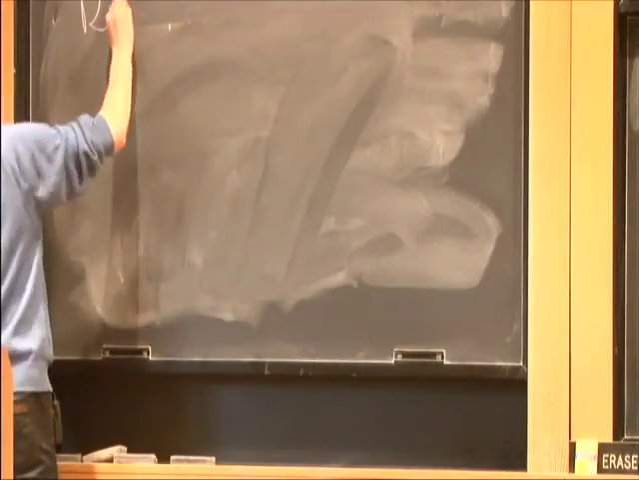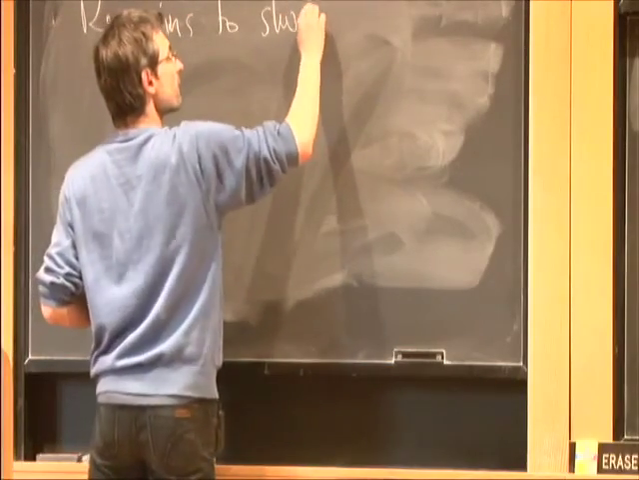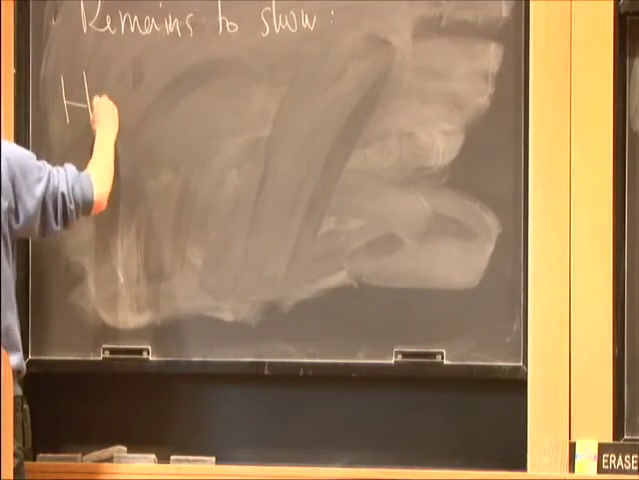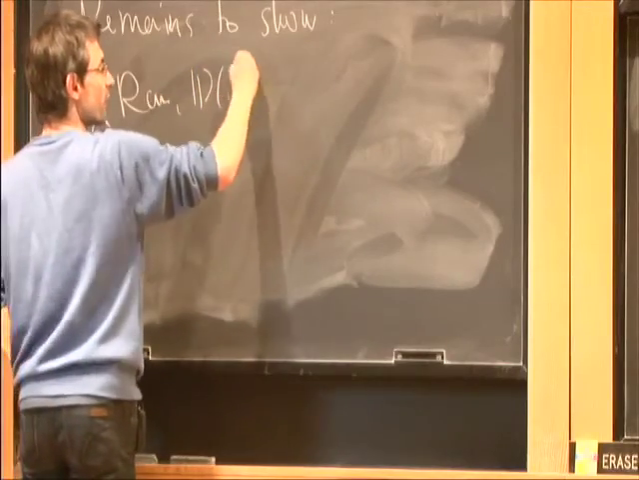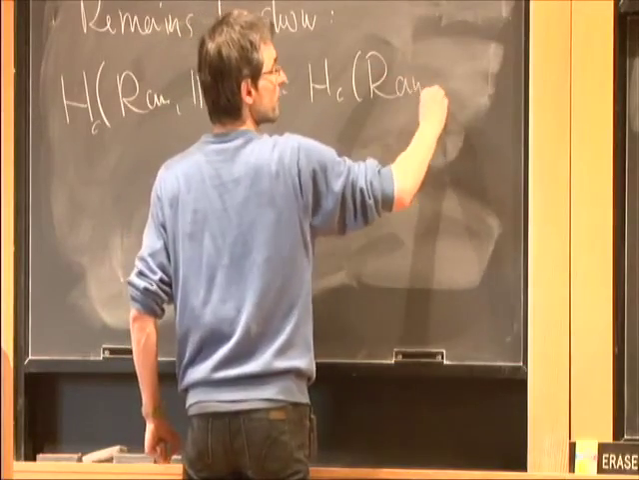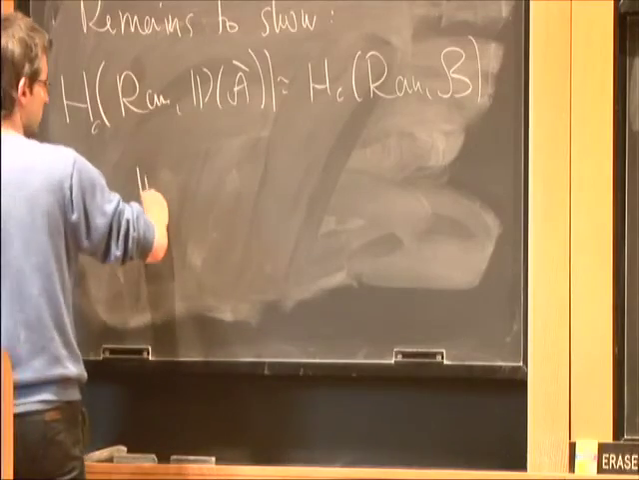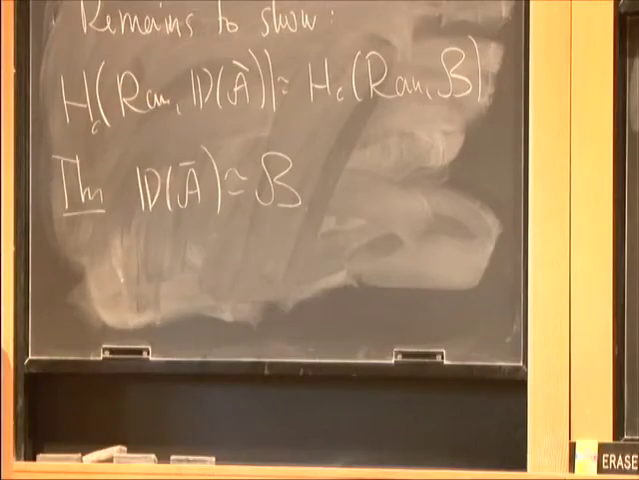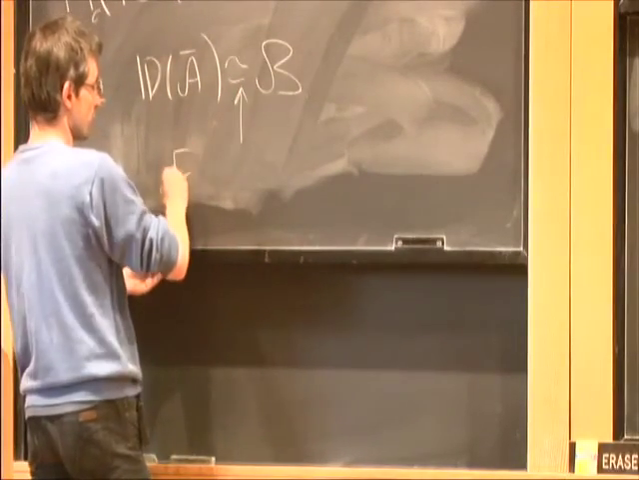it remains to show the following: that cohomology with compact supports on the affine Grassmannian of this D of A bar is the same as cohomology with compact supports on the Ran space of what I call B. But here comes this next theorem, which says that D of A bar is actually isomorphic to this B. And this is known in topology as E2 Koszul duality.